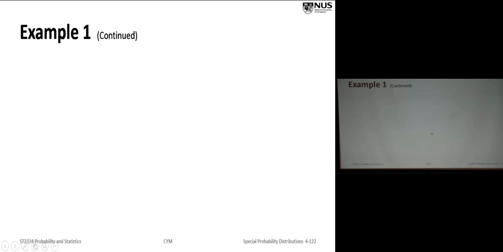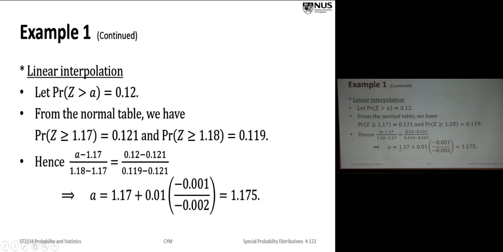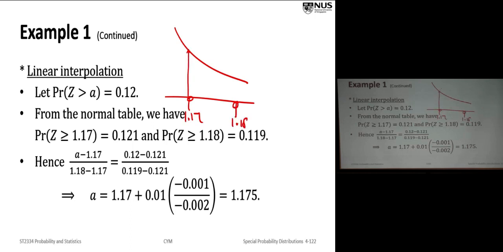This is what I just mentioned earlier. So do the linear interpolation. It basically is a ratio thing. I want to find, this is 1.17 and 1.18. This point gives you 0.121. This point gives you 0.119. And my 0.12 is somewhere here. But how do I know which one? So I just join a line. So I will take the point here.